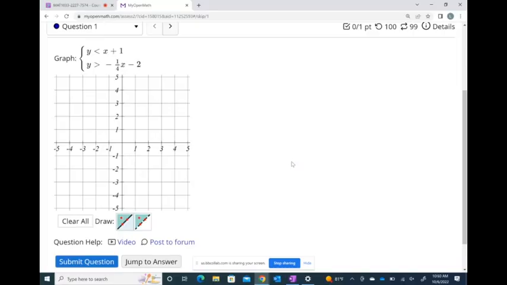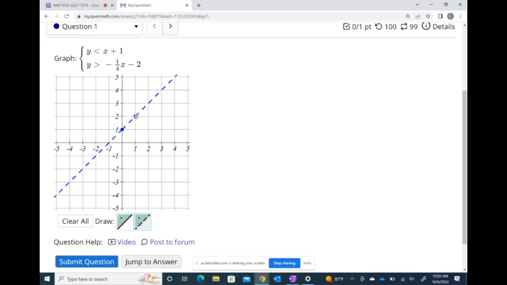Now, which region should be shaded? So let's test 0, 0. If I put 0, 0, does it work or not? Yes. We get 0 less than 1. That's a true statement. So the region containing 0, 0 is a good one, so I'm going to choose this one. Then I'm going to give 1 point, the other point. You have to click it, okay?